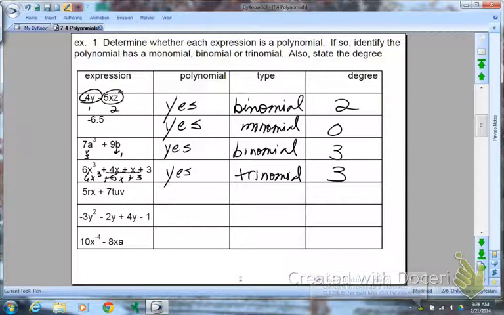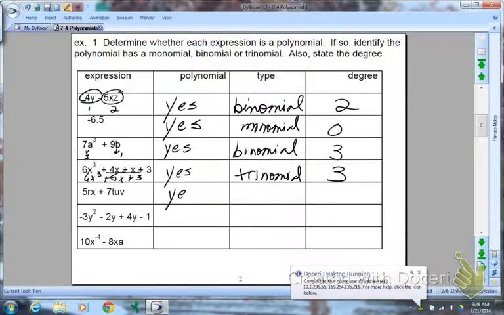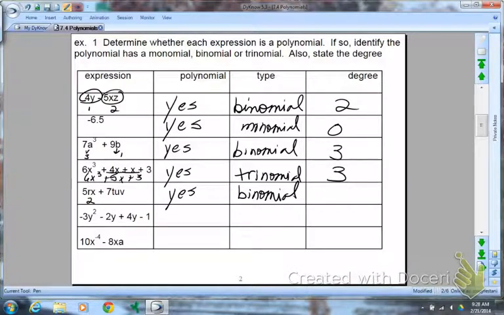And the next one, is it a polynomial? Yes. It's a binomial. Now, the degree of the first term is a 2. The degree of the second term is 3 because we add up all the exponents. So what is the degree of the entire polynomial? 3.